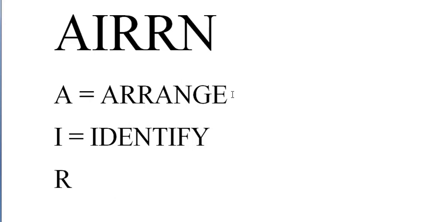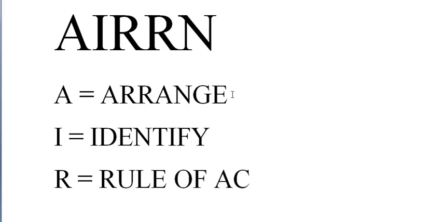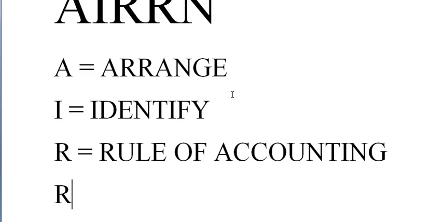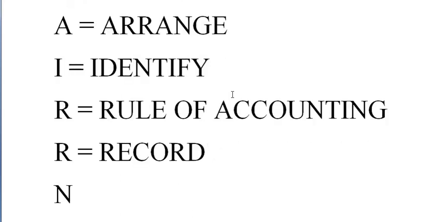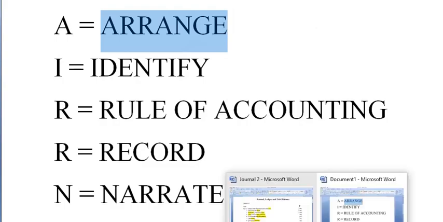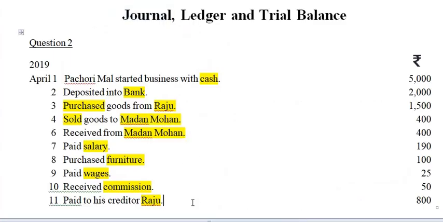Identify. Okay. R for record, and then N equals to narrate. So how to pass a journal entry? To pass journal entries, you have to first arrange the given data. Okay. So in this question, the data is already arranged.